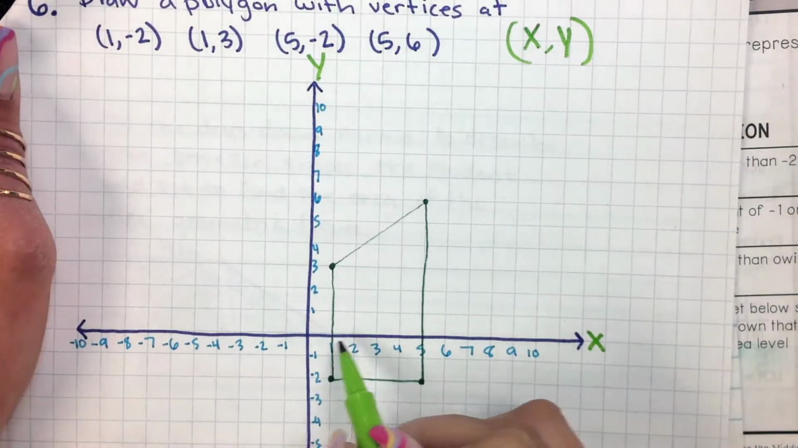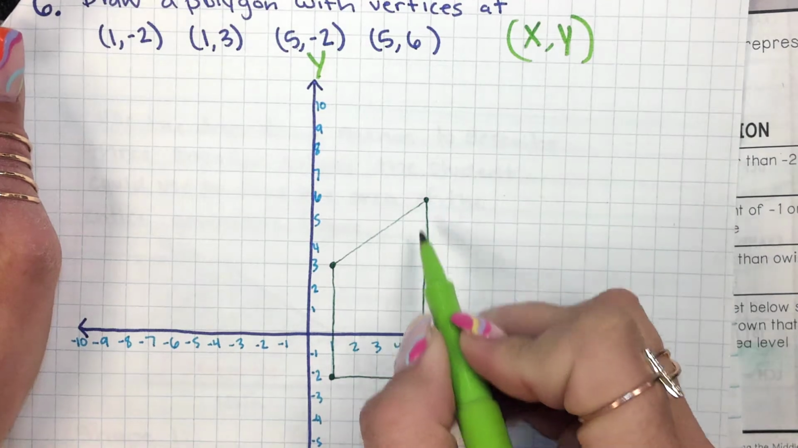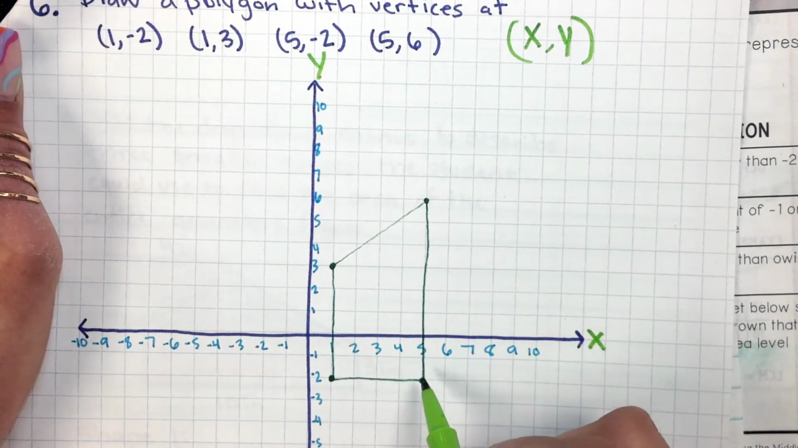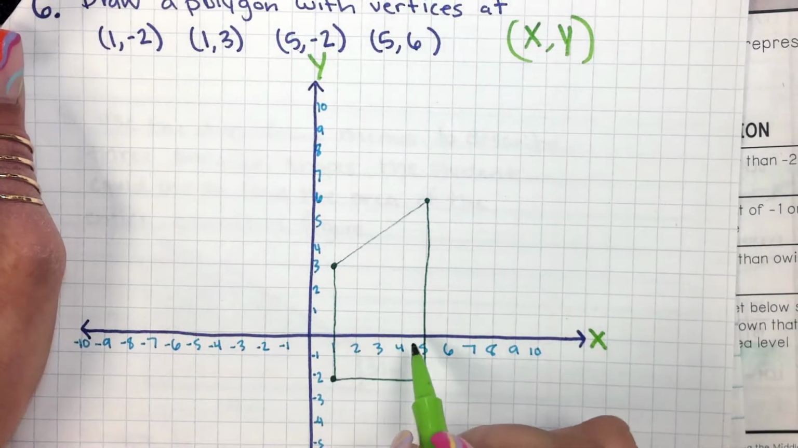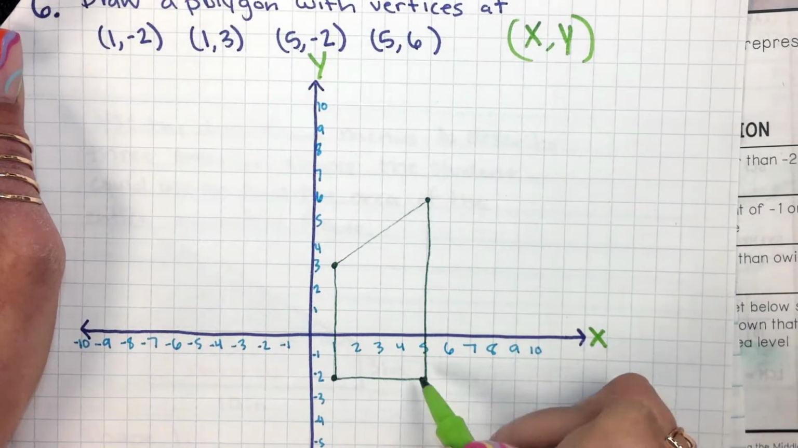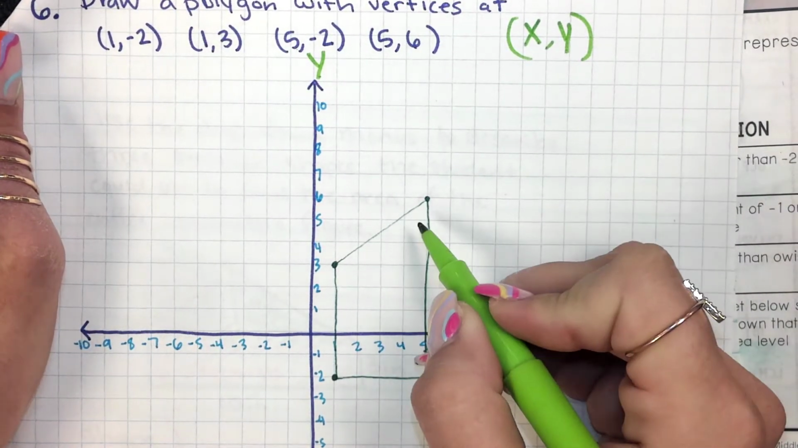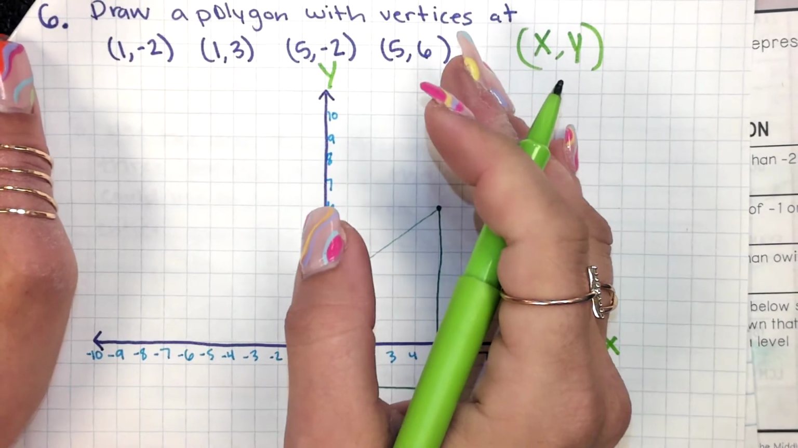5, negative 2 is over 5, down negative 2. And then 5, 6 is over 5, up 6. You put those points there, and then you connect them. So this is what your polygon should have looked like.